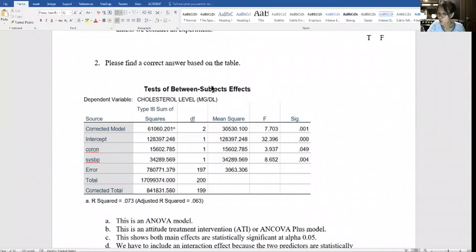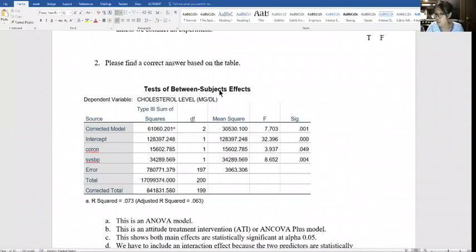Regression output is a coefficient table, right? This is a test of between subject effect. Why is the title so complicated? What is the meaning of between subjects? So this is kind of ANOVA style output. That's why they use this.